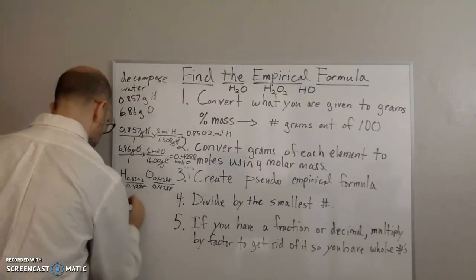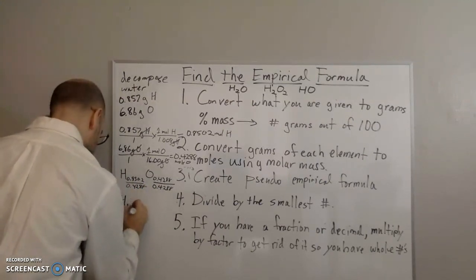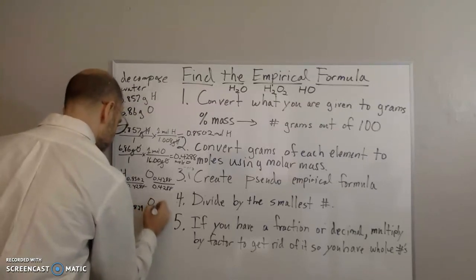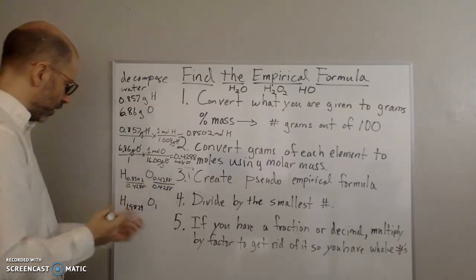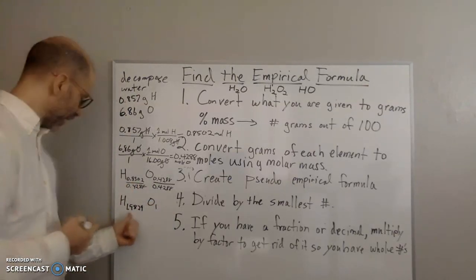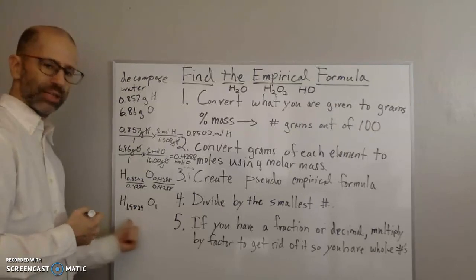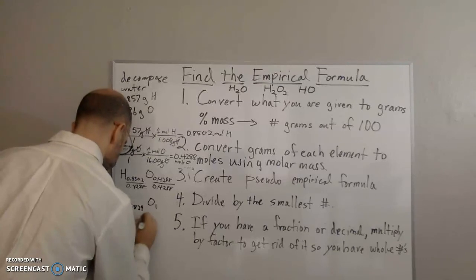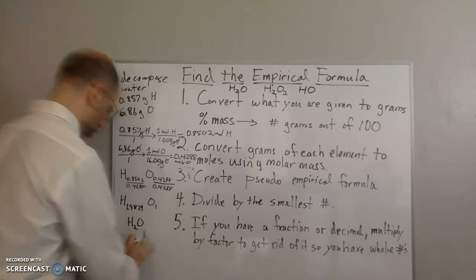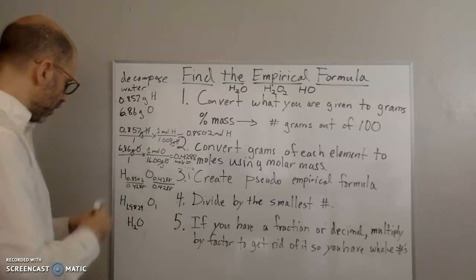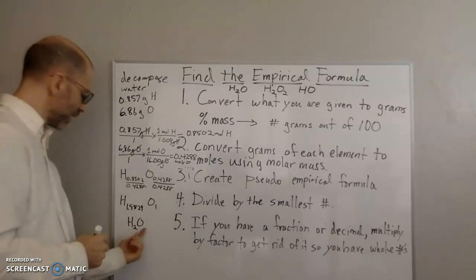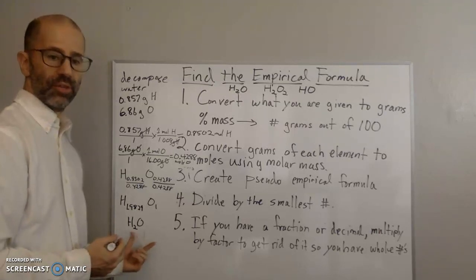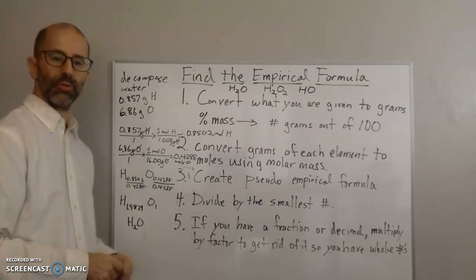So then H becomes 1.9829. Oxygen becomes 1. Now 1.9829, that's really close to 2. That's close enough. I'll just round to 2. So that's H2 and then O1. You don't need to write the 1. So once I get the whole number ratio, I'm done. So this is the empirical formula for water.